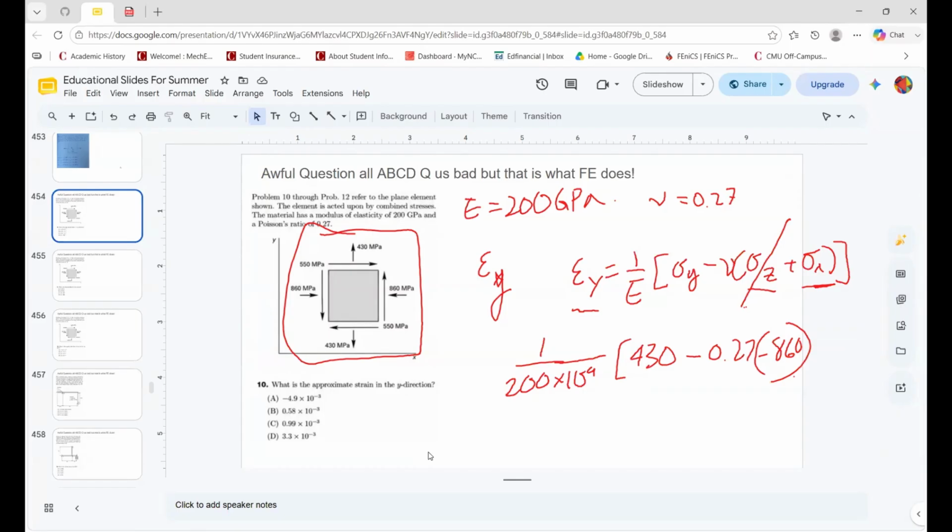And then it's 1 over 200 times 10 to the square root of 9. Honestly, this is one of the few times I've seen this question; I don't think I've gotten this question often in my college career. So I get this answer.